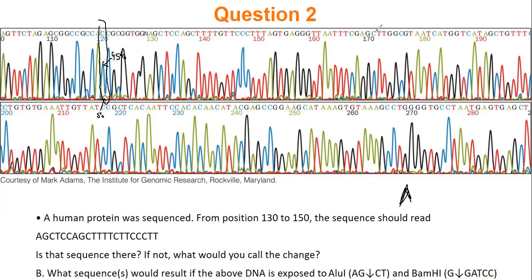So let's take a look at this and see if we can pick out some certain information. At positions 130 to 150, I think my sequence should go A, G, C, T, C, C, A, G, C, T, T, T, T, C, T, T, C, C, C, T, T. Yeah, hope you enjoyed my reading of that. Do you see that sequence between 130 and 150?